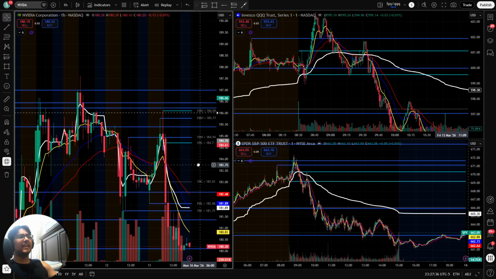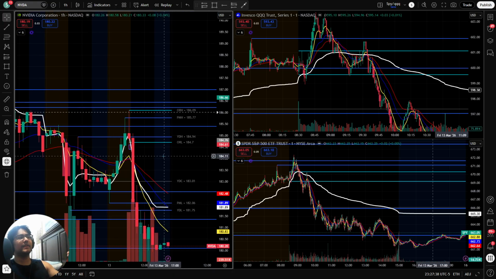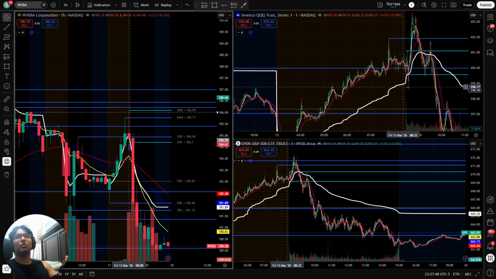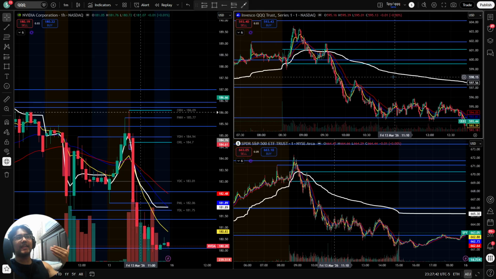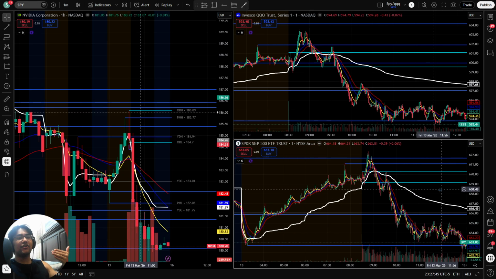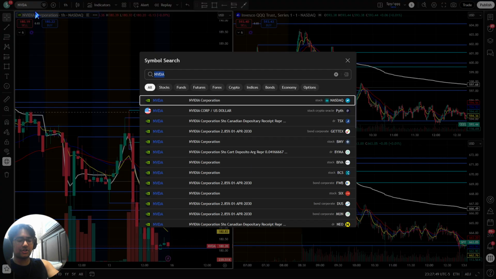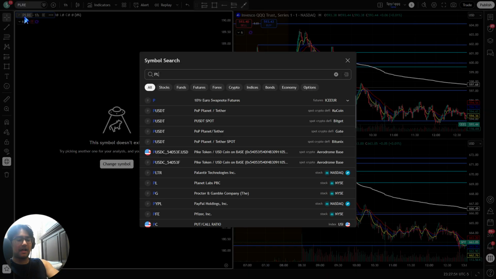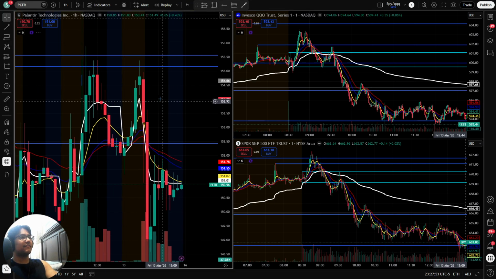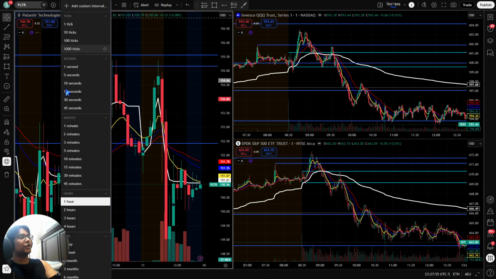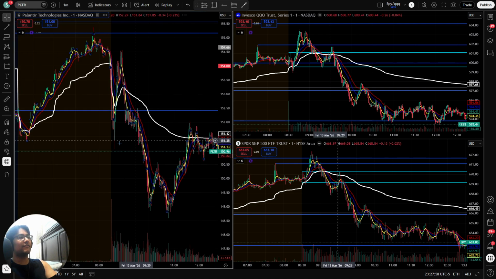And how do you gauge if a name is showing relative strength or relative weakness, right? You want to see what QQQ and SPY are doing. So if QQQ and SPY are at low of day, and there's a name at high of day, like let's say for example Palantir. I think on Thursday Palantir was near high of day while QQQ and SPY were near low of day. So you can use that example, right?